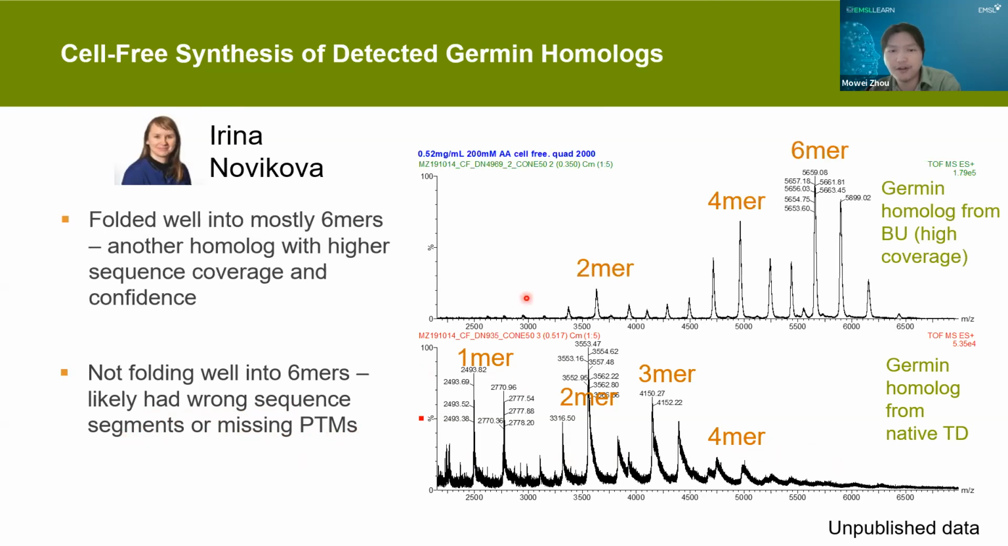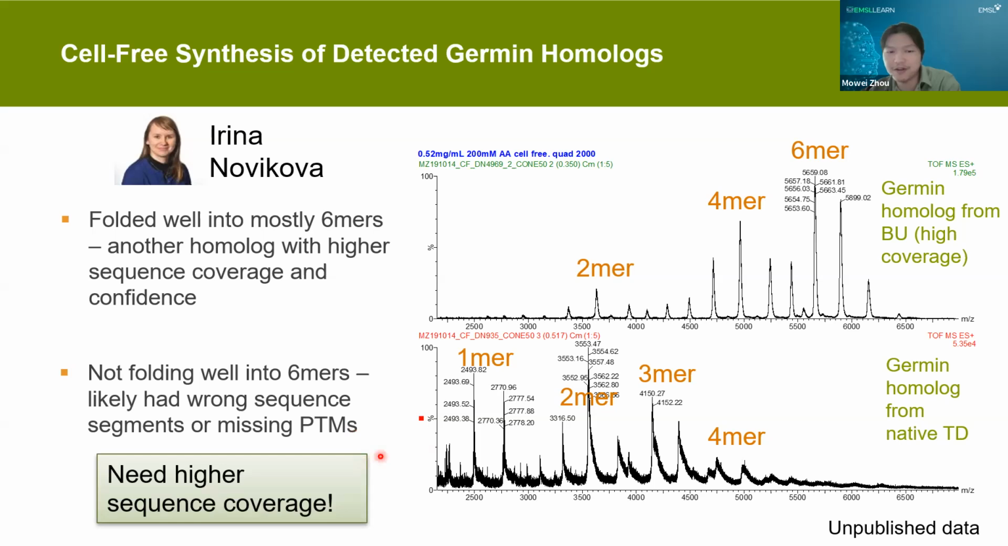But just to say that the cell-free works well, because we also found another homolog from bottom-up data, which has a lot higher sequence coverage, so we're more confident in the sequence. When we do cell-free of this one, it actually folded to the hexamer, mostly to the hexamer. So that at least means our cell-free works fine. It's just maybe we're not getting close enough with the native top-down. But I think we're getting roughly right about this protein being a germline protein. It's still needed to have higher sequence coverage to be really able to capture everything.